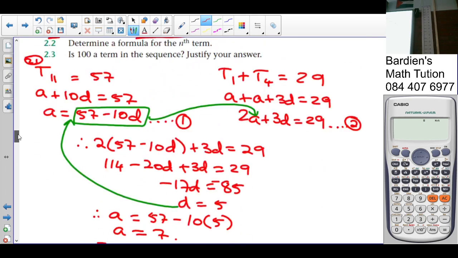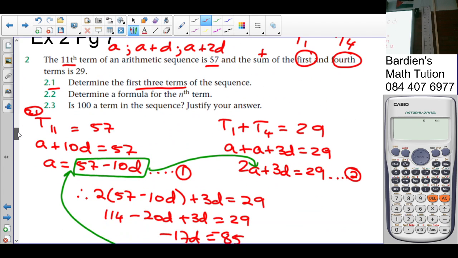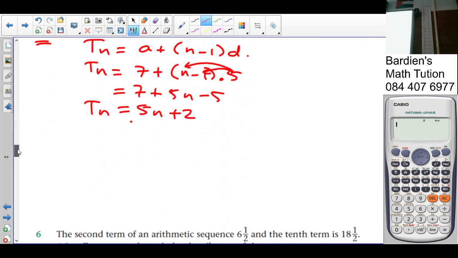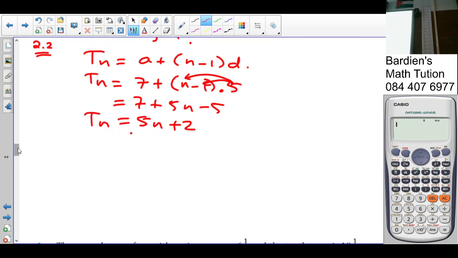The last question there: is 100 a term in the sequence? Justify your answer. So in other words, what are we calculating here? Calculating n. So let's check. Tn is equal to 100. So we have 5n plus 2 is equal to 100.